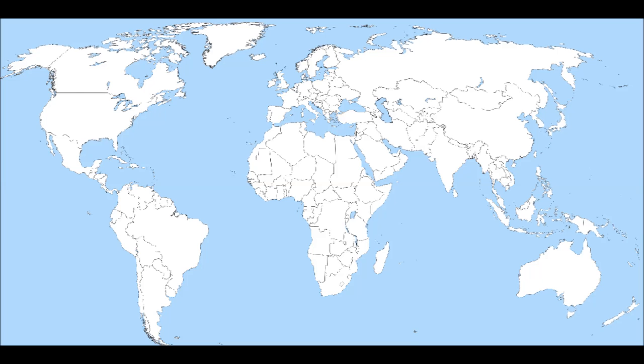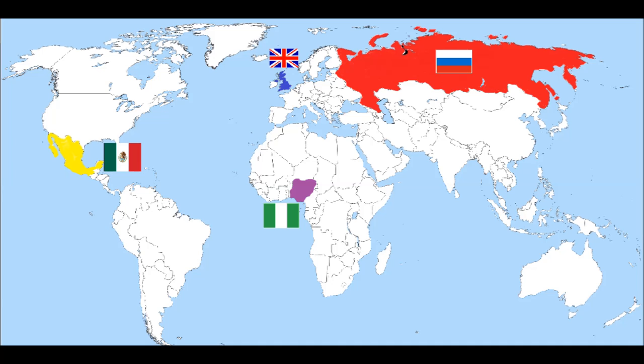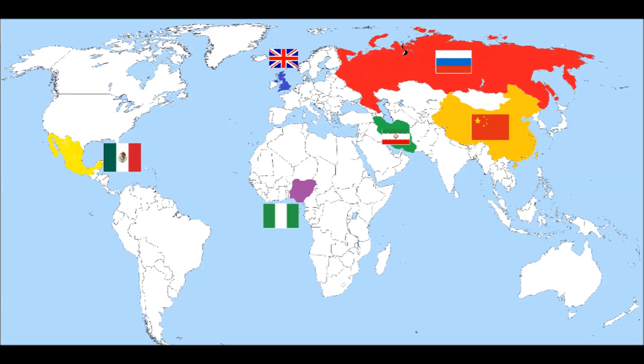Students explore and compare the economic, political, and social structures of six of the world's key players. Those six modern states are the United Kingdom of Great Britain, Mexico, Russia, Nigeria, China, and Iran, all of which gives them deeper insight and understanding of our own structures here in the United States.